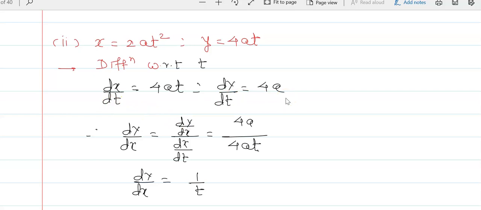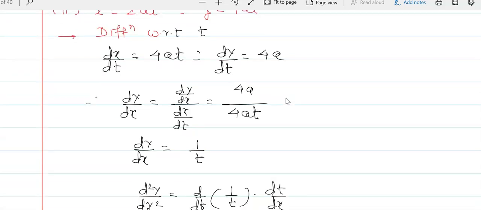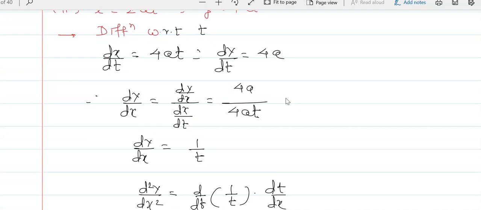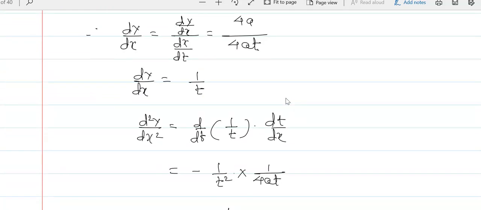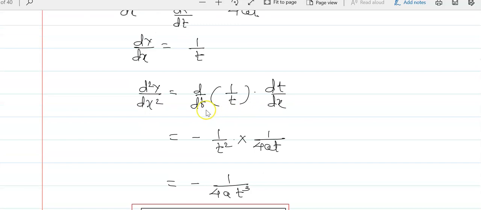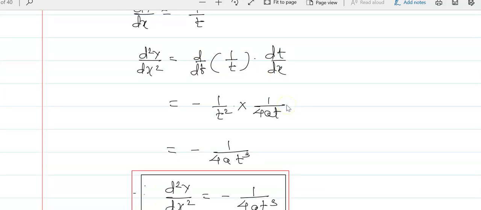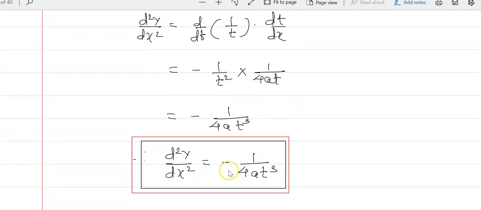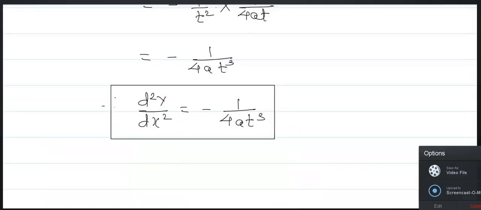If you have studied all the lectures, 1.1, 1.2, 1.3 and 1.4, then you will be the master of the derivative. Let's say the 1 upon t. Apply the chain rule. This is important. d/dt of (1/t) into dt/dx. And that is d²y/dx² = -1/(4at³). Next is.